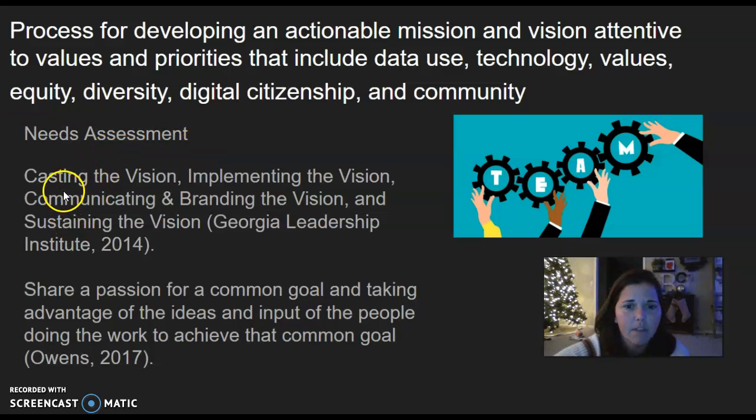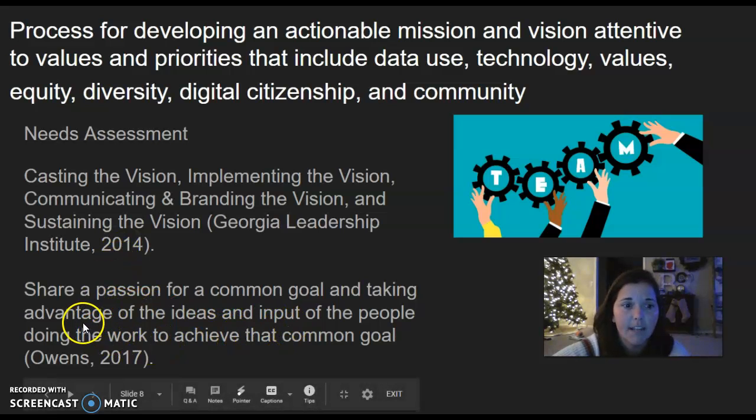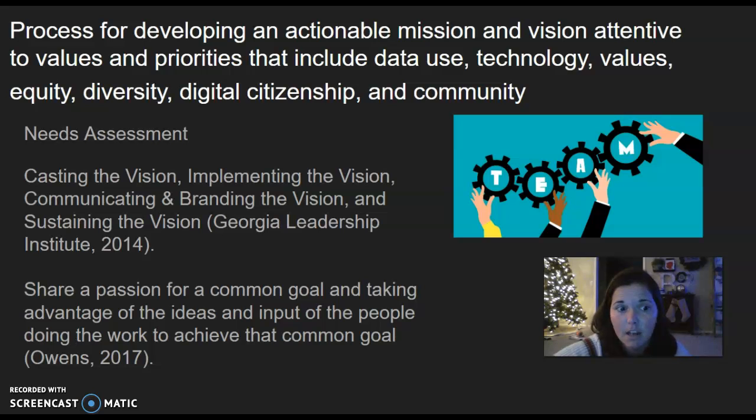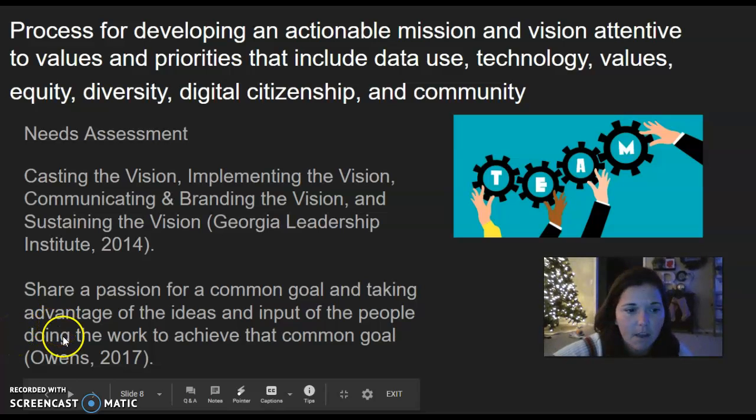And then some other things that I noted from the resources we read were casting the vision, implementing the vision, communicating and branding the vision, and then sustaining that vision. And then a shared passion for a common goal and taking advantage of the ideas and input of the people doing the work to achieve that common goal. That's one place where oftentimes administrators come up with a mission statement, and the teachers who are in the trenches really working hard don't have any input. Therefore it's a top-down approach, and it doesn't always work that way, so you have to have buy-in.